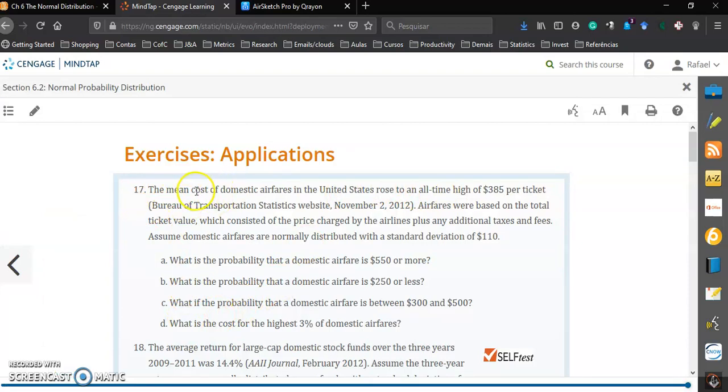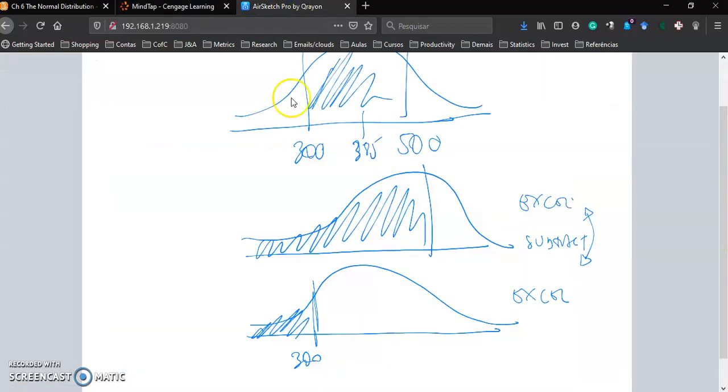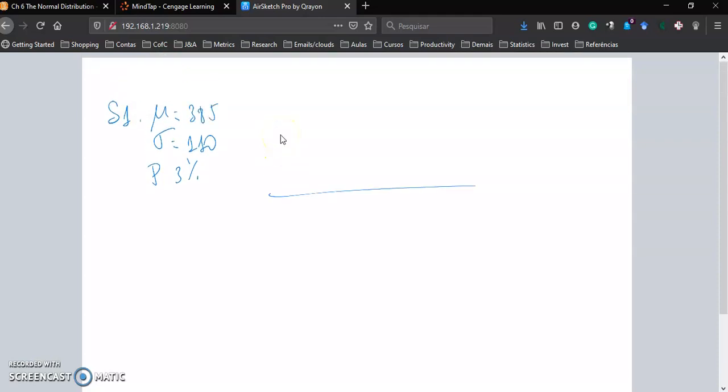This is again the cost of domestic airfares in the United States, and I want to know the cost for the highest 3%. So if I draw, let's start a new one. If I follow the steps I'm proposing to you, you take notes about the mean, standard deviation, and the probability you want. So you want 3%. The standard deviation is 110, and the mean is 385. You draw 385, and you want to know the top 3%, this entire area 3%, what is the value here.